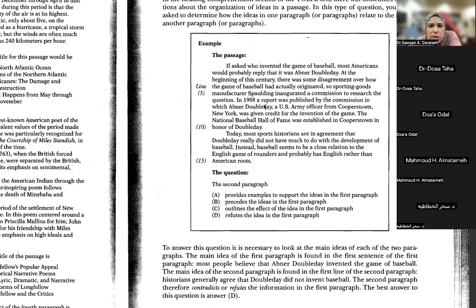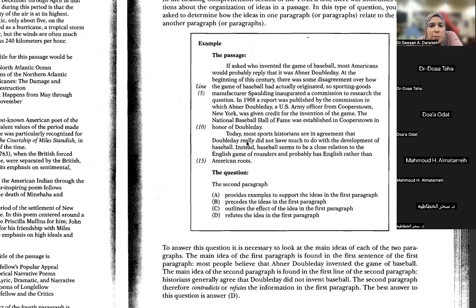In this report, Abner Doubleday, a U.S. Army officer from Cooperstown, New York, was given credit for the invention of the game. The National Baseball Hall of Fame was established in Cooperstown in honor of Doubleday. So they confirmed that it was him. They said, yes, it is. Based on the tests that they did, or their double checking of the issue, they discovered that, yes, he was the one who really discovered it.